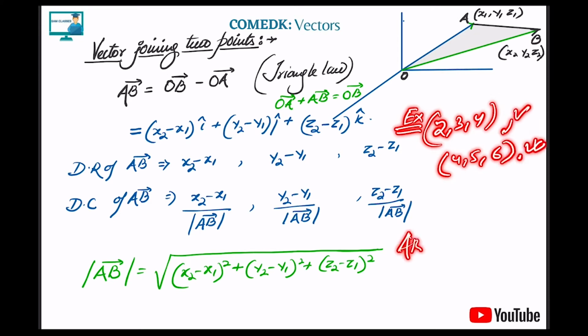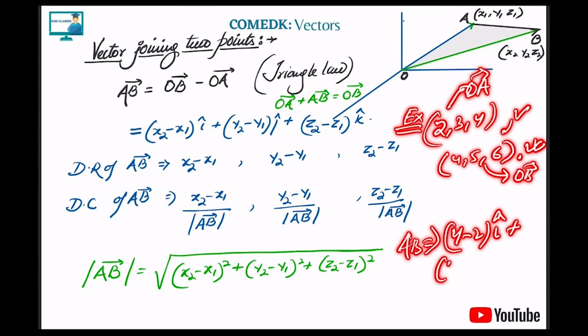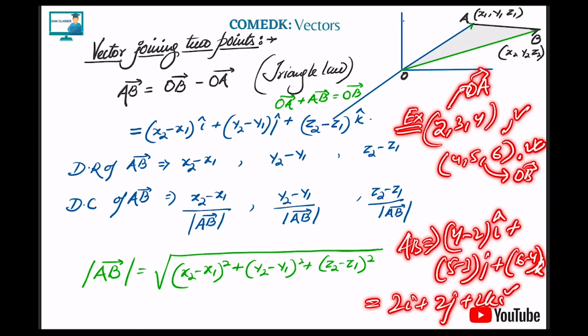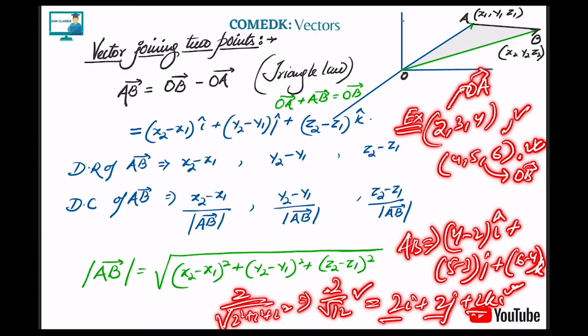So AB vector will be nothing but, if this is my OA coordinates and this is OB coordinates, what I can write is 4 minus 2 i cap plus 5 minus 3 j cap plus 6 minus 4 k cap. That's it. So my vector will be 2 i cap plus 2 j cap plus 2 k cap. So direction ratios will be 2, 2, 2, and direction cosines will be 2 divided by root under of 2 square plus 2 square plus 2 square. 2 square is 4, 4, 4, 12. So 2 by root 12. Correct. That's it, the answer.